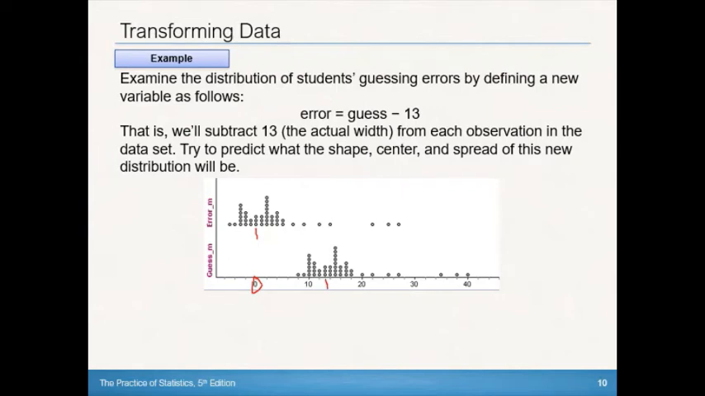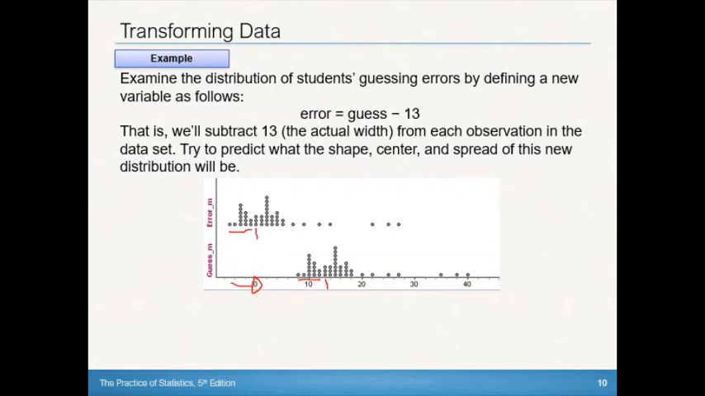So we transformed this data. We shifted it essentially 13 units to the left. We are using the same scale in both cases. Notice some people's guesses are negative, or I'm sorry, their error is negative because they guessed below the actual value. So anyone who guessed in the range of 8 to 12 would have negative error values, and you can see they showed up in the negative range down here.